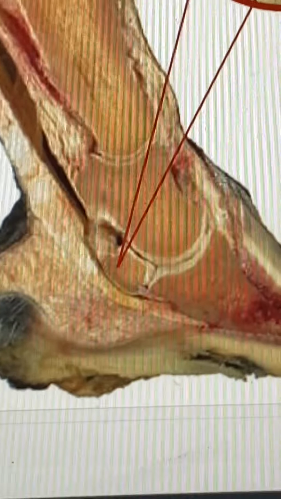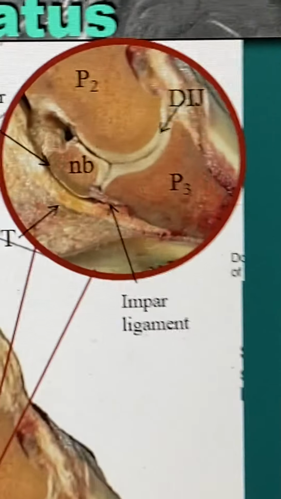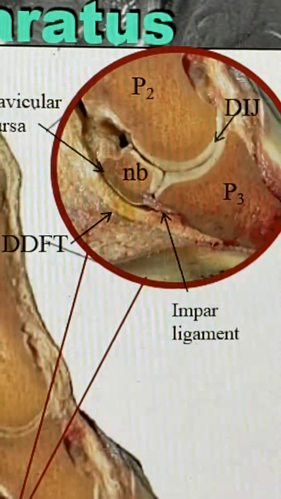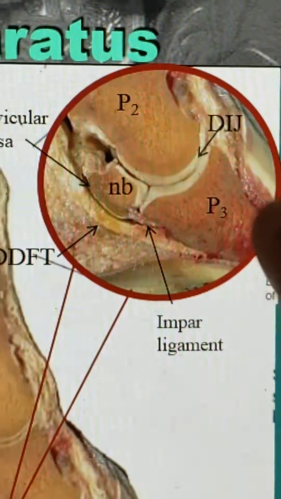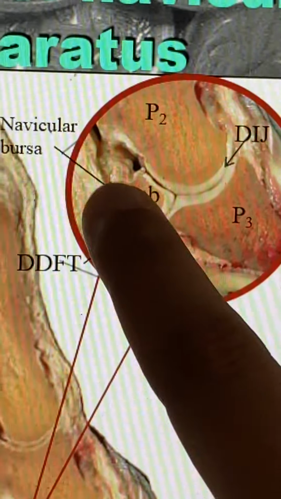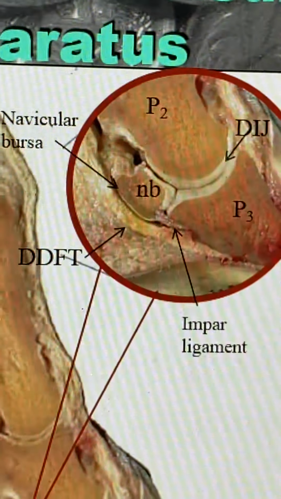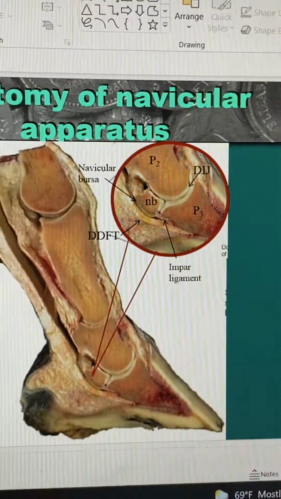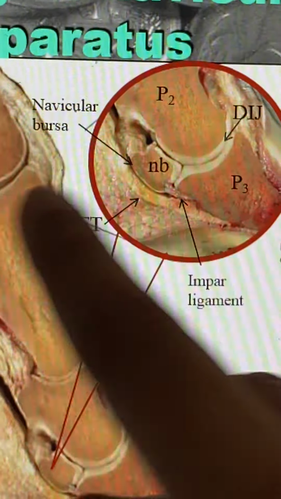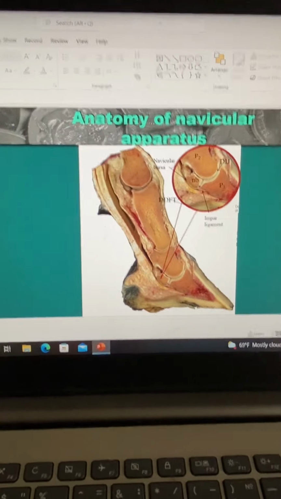If we zoom into here, this teeny tiny bone is called the navicular bone, and this diagram is very helpful actually. You have the navicular bone here, you have your deep interphalangeal joint, I assume it's called, phalanx 2, phalanx 3, which is the distal phalanx, and the impar ligament. The deep digital flexor tendon lines the palmar side of the navicular bone, and you have the navicular bursa deeper, beneath the deep digital flexor tendon. So all of these are affected. If you just remember this very helpful picture, the joint, impar ligament, DDFT, navicular bursa, navicular bone, you'll remember what parts are affected by this disease. It's as simple as that.